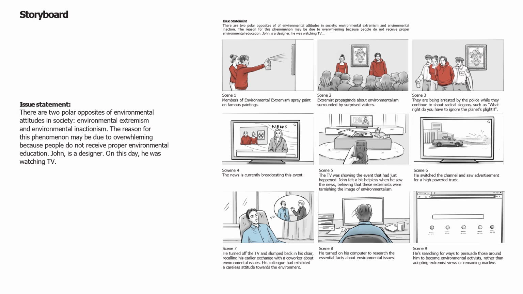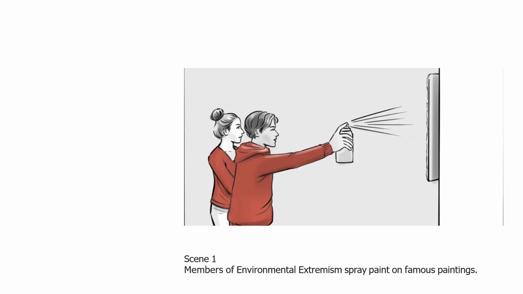John, an environmental advocate wearing his blue clothing, contrasts with a character in red from a radical environmental group. On this Saturday, John is at home, casually watching TV. Stay tuned for the next part of my storyboard to see how the story unfolds.